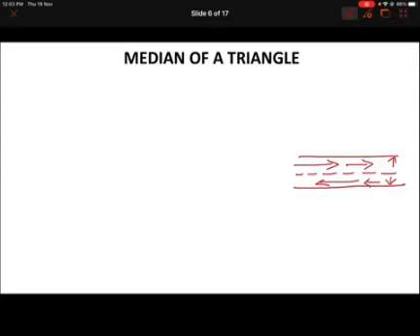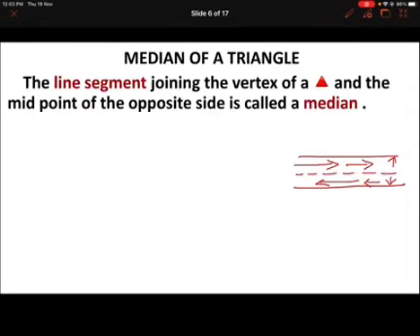So this line, as you all can see, this line which is in the center of the road is called median. I hope all of you understood what a median is. Okay, now let's see what a median is.